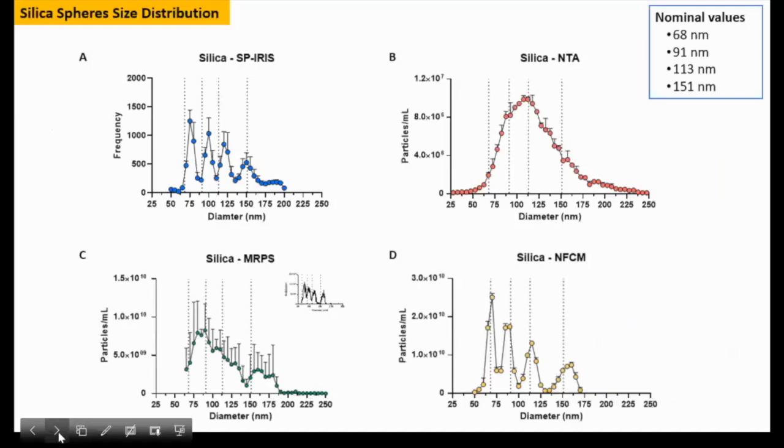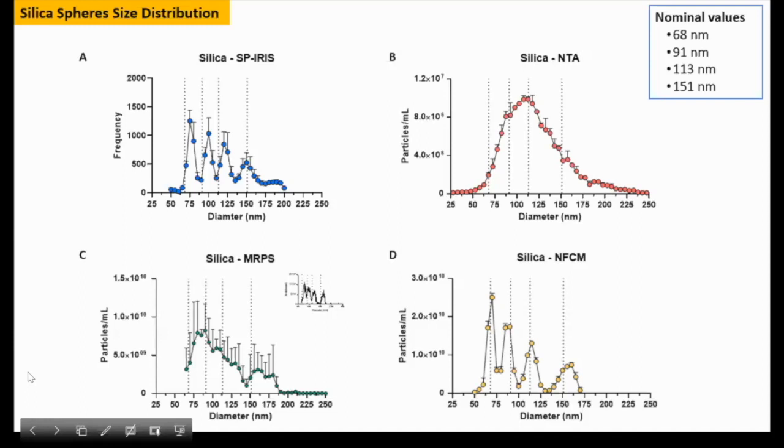All right, now with the introduction taken care of, I am going to hop into our data. I'm going to begin with our silica sphere size distribution. As I mentioned, we purchased pre-mixed silica spheres that had nominal values of 68, 91, 113, and 151 nanometers. These values are indicated by the vertical dotted lines on each graph for visualization purposes, and the exact concentration of this particle mixture was unknown.